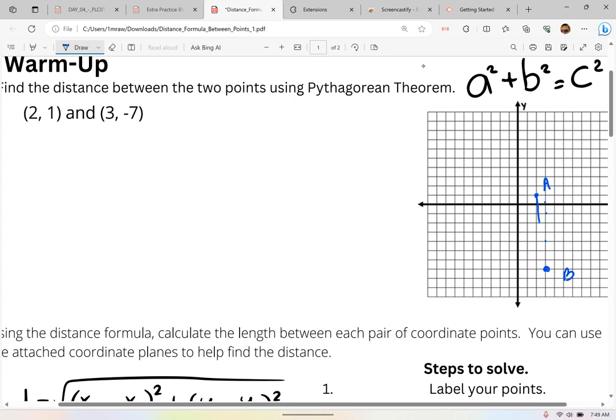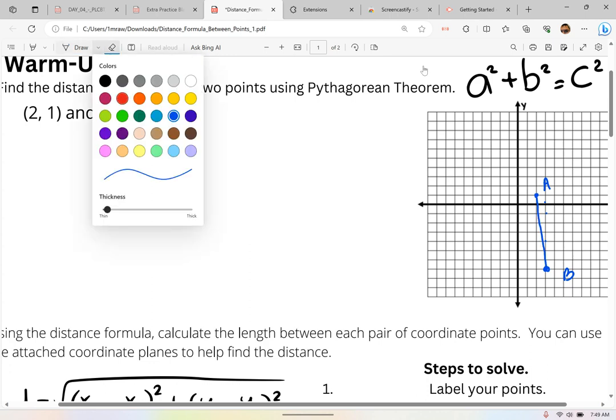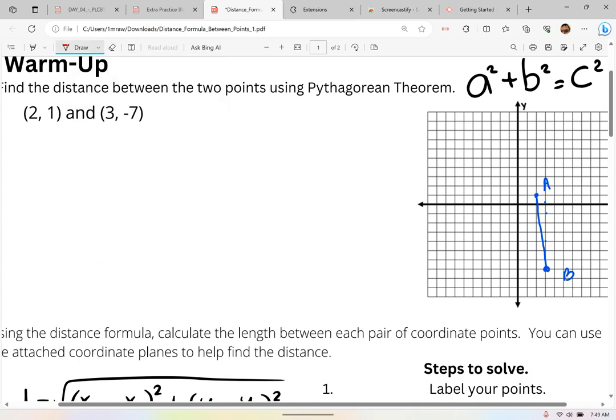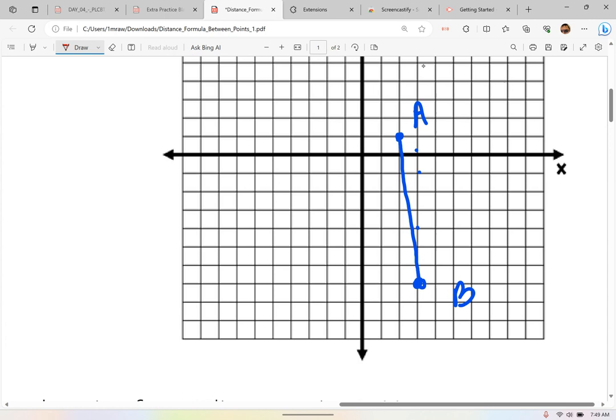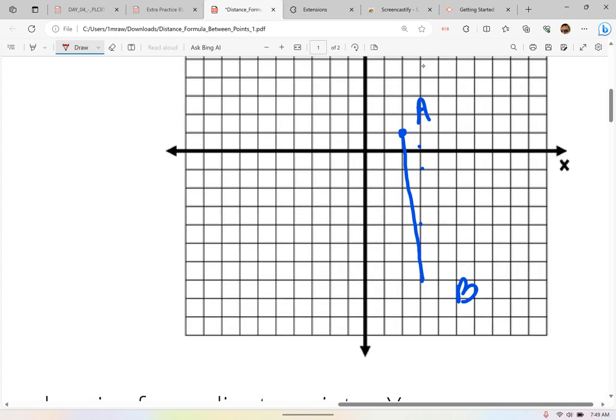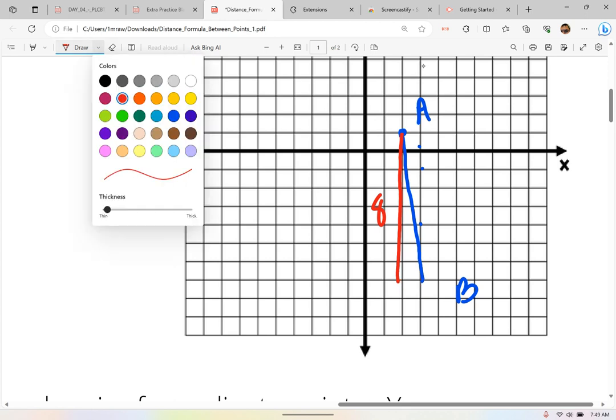And we want to find this distance. So using the Pythagorean theorem, we have to count to find our two legs, because the distance between A and B is our hypotenuse. So we got 1, 2, 3, 4, 5, 6, 7, 8, right? So that leg for that right triangle is going to be 8 units. And then we have 1, so that leg's going to be 1 unit. Okay, so those are our two legs.